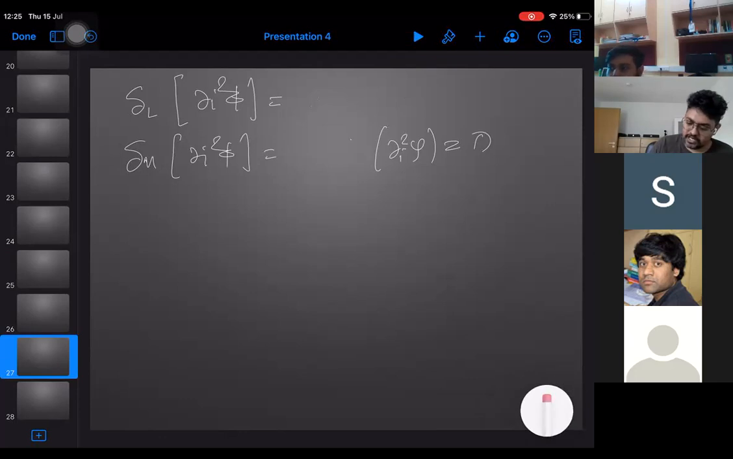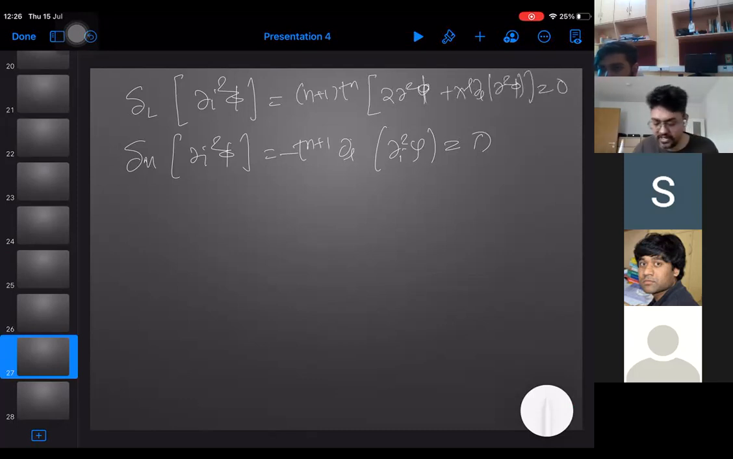Made a very grand mistake. Sorry. It will be minus T_{n+1} del_L. And similarly over here, you will have something like this. Phi plus X_L del square phi is equal to 0. So as you can see, this field theory, at least the equation of motion, is totally invariant under the Galilean conformal algebra, not just for the finite part, but for the infinite part.